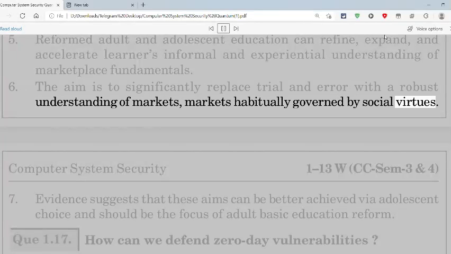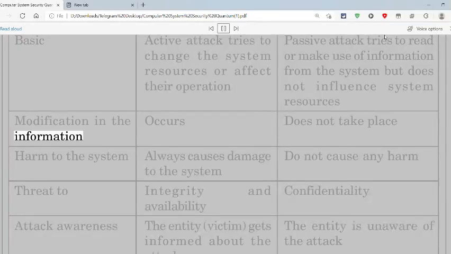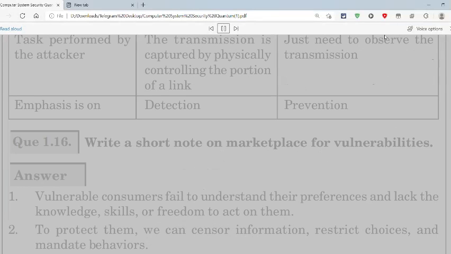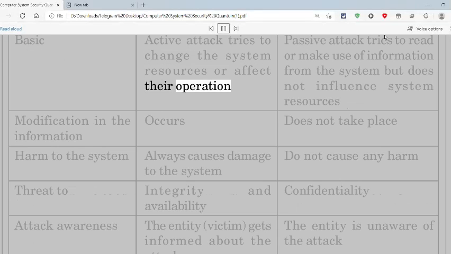Basic: modification in the information, harm to the system. Threat, attack awareness, task performed by the attacker. Emphasis is on: active attack tries to change the system resources or affect their operation. Occurs: always causes damage to the system integrity and availability. The entity, victim, gets informed about the attack.